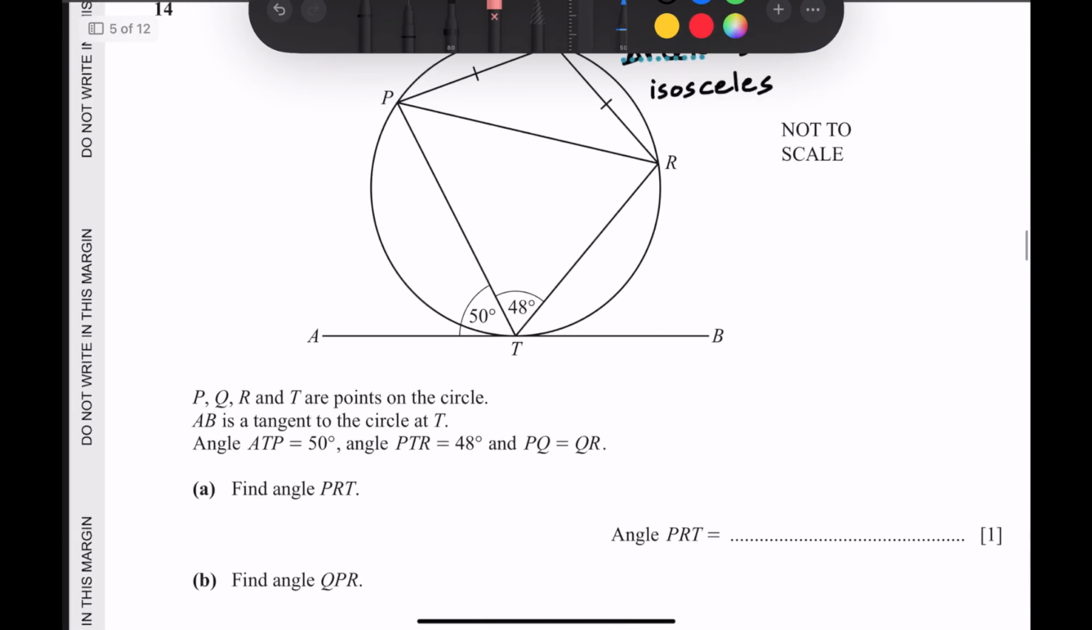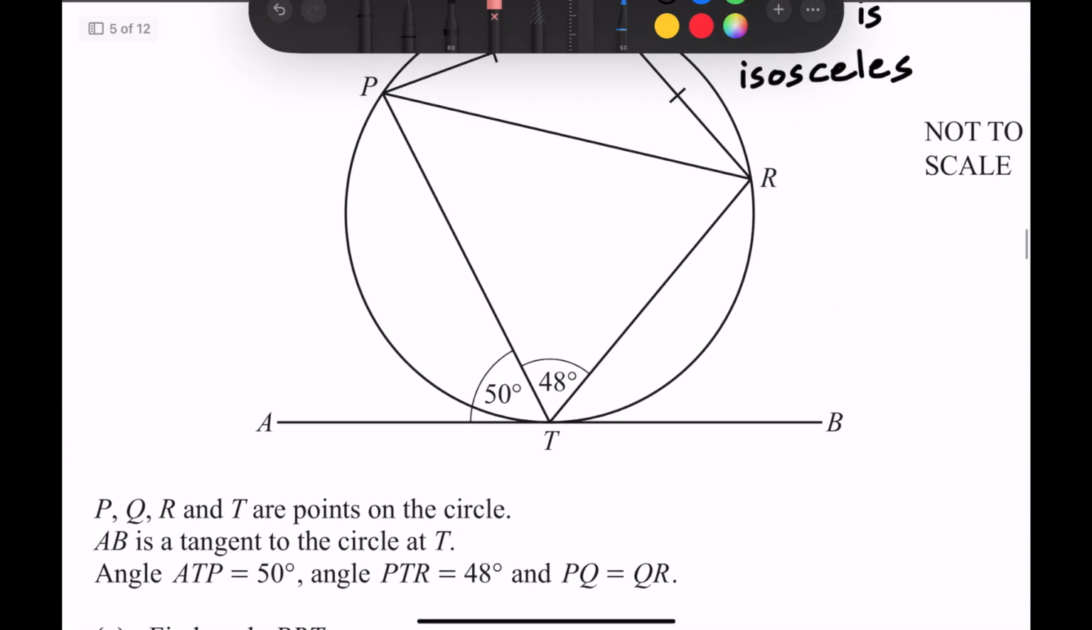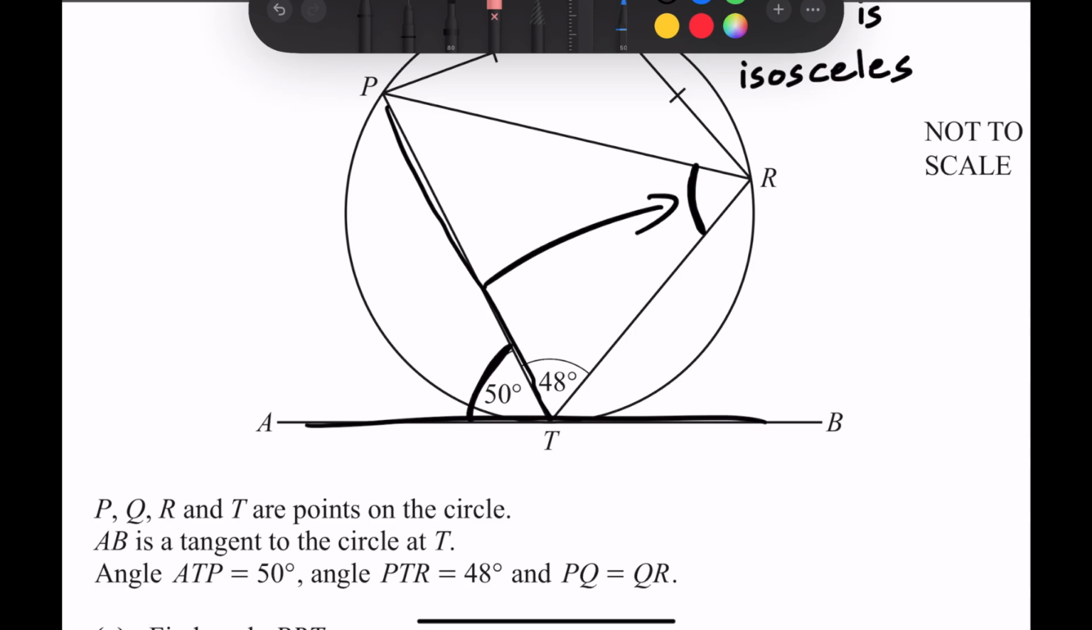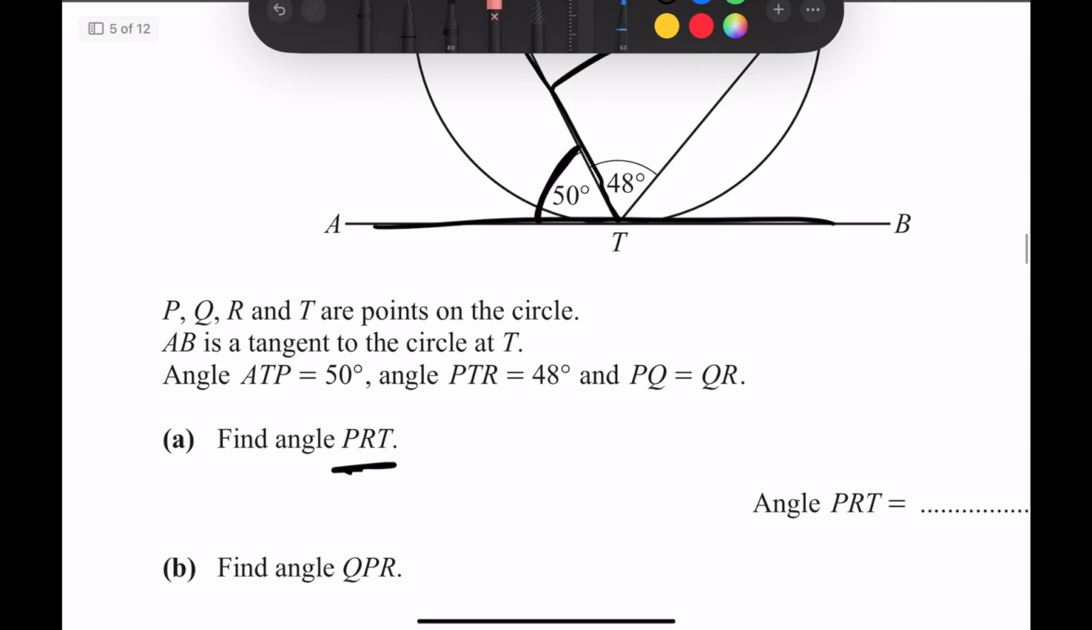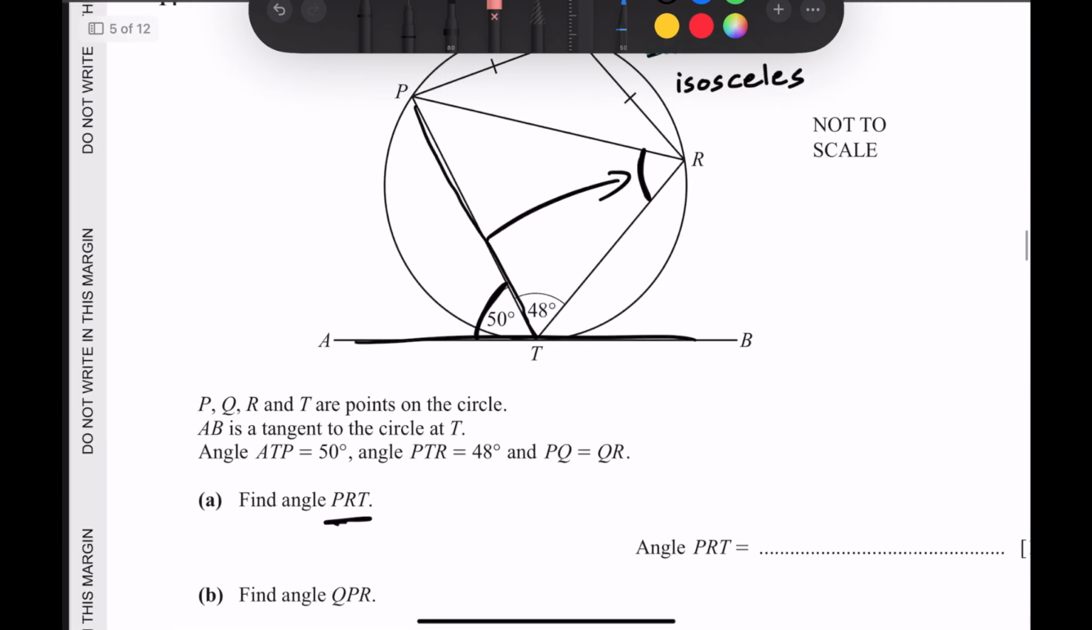So part A says to find the angle PRT. For this, we can just employ the alternate segment theorem, since if we have a tangent and a line made between a chord and a tangent, this essentially means that the angle that's opposite to this chord, so in this case angle PRT, which is what the question is asking for, is equal to the angle made between the tangent and the chord. So in this case, 50 degrees.